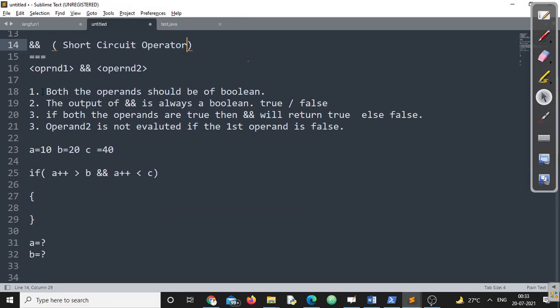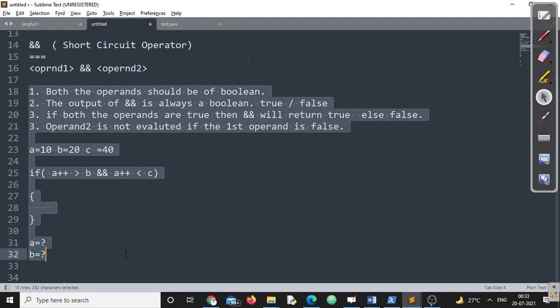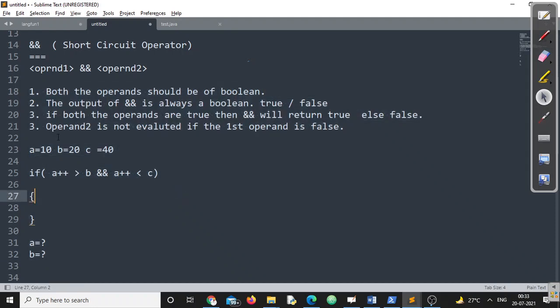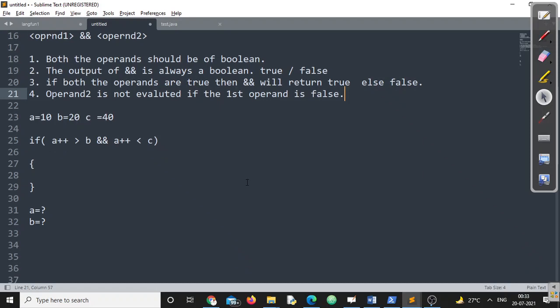I hope you were able to understand all these points. Remember the last point, the fourth point, very carefully. Operand 2 is not evaluated if the first operand is false. In all other cases, they are evaluated, right?